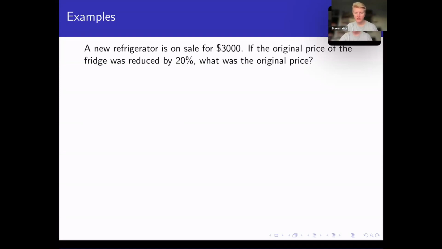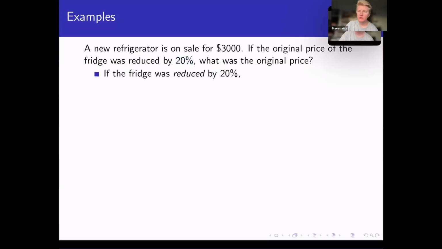Let's say a new refrigerator is on sale for $3,000. I have no idea if that's a normal price for a fridge, but let's pretend it is. If the original price of the fridge was reduced by 20%, what was the original price? We know the sale price and we know the reduction, but we don't know the original price.